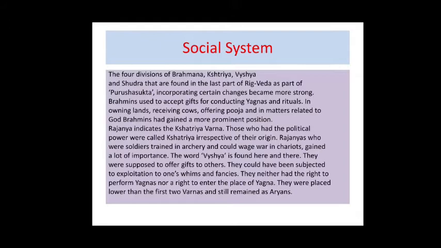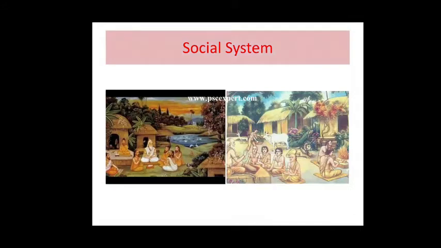The word Vaishya is found here and there. They were supposed to offer gifts to others. They could have been subjected to exploitation, to one's whims and fancies. They neither had the right to perform yagnas nor the right to enter the place of yagna. They were placed lower than the first two varnas, though they still remained Aryans. Only the first two categories, Brahmins and Kshatriyas, had status; the other two categories had no status in the post-Rigvedic period.